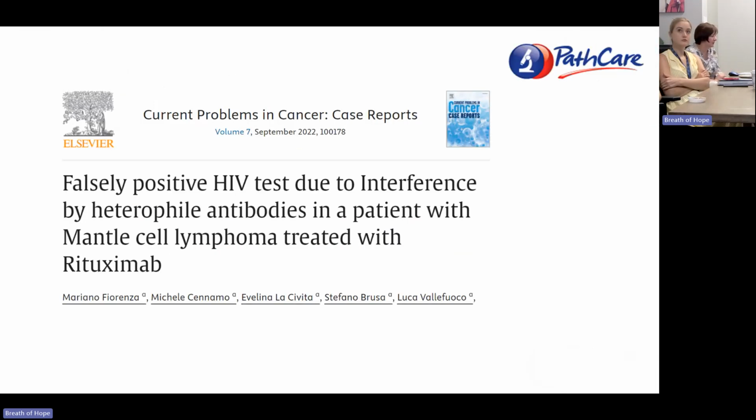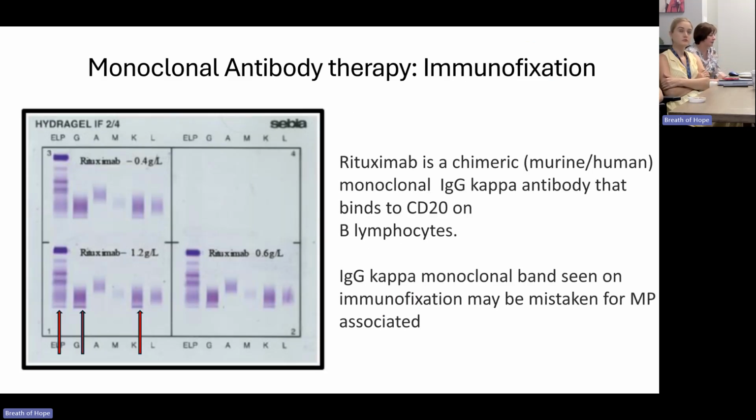Another case study, 2022: falsely positive HIV test due to interference by heterophile antibodies in a patient with mantle cell lymphoma treated with rituximab. Just on the topic of rituximab, it is a chimeric, so it's both murine and human. It's a monoclonal IgG kappa antibody that binds to CD20 on the B lymphocytes.